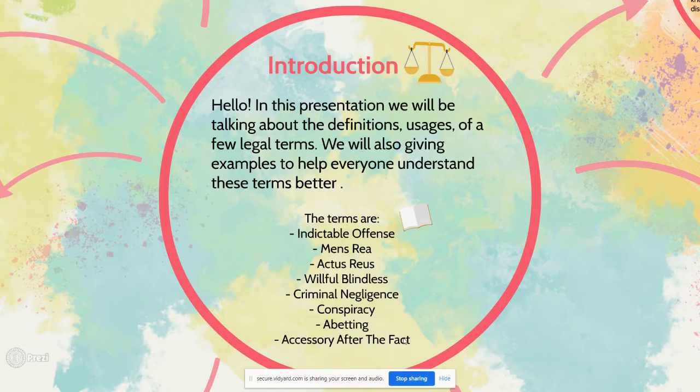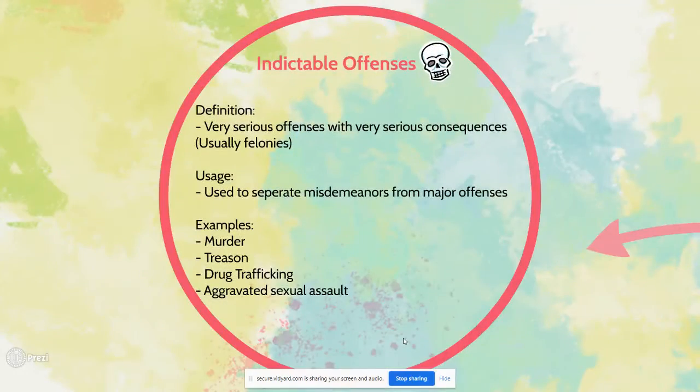For today's presentation, we'll be going over the definitions of 8 different legal terms. Enjoy. The first legal term is indictable offenses.